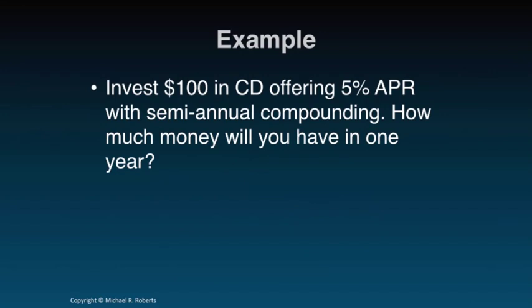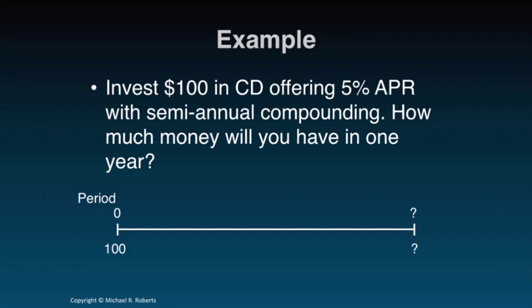Let's do an example. So imagine we're investing $100 in a CD offering 5% APR with semi-annual compounding. How much money will we have in 1 year? Okay. Well, there's actually two ways to approach this problem, and we're going to do each in turn. The first thing we always do is draw a timeline. And so today, period 0, we're going to invest $100. And the question's asking how much money are we going to have in 1 year? Now, I've left this as a question mark to emphasize the fact that there are two ways to go about answering this problem.